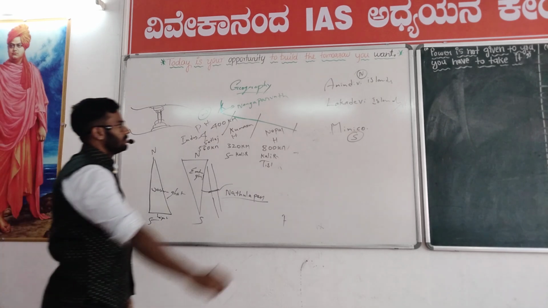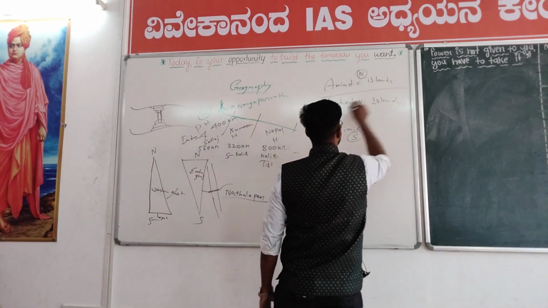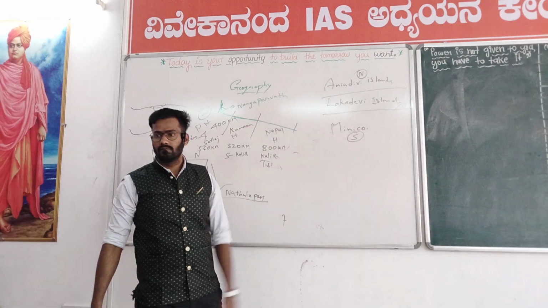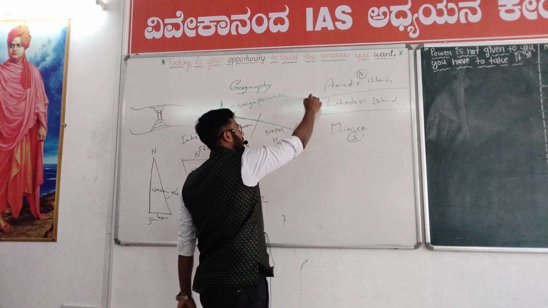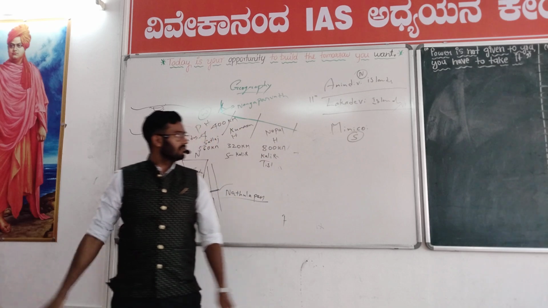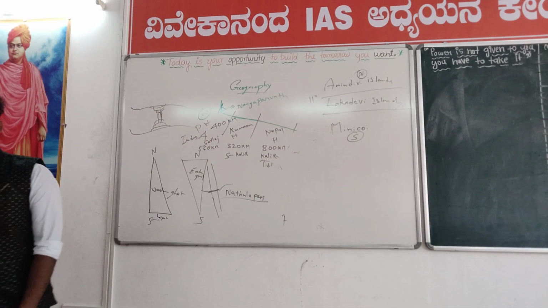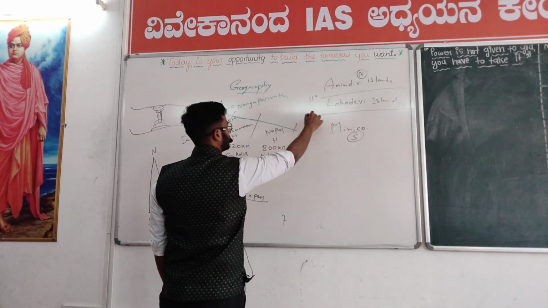Sometimes they may ask, which channel runs between this? Channel means what? This is nothing but our latitude. Which latitude? This is 11 degree latitude, in between Amindivi Island and Lakadevi Island. And it is 9 degree latitude here.